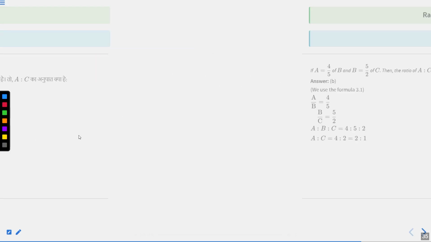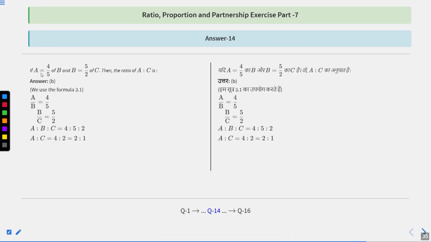Now time's up. Let's see the solution. If A equals 4/5 of B and B equals 5/2 of C, we can write A upon B equals 4/5 and B by C as 5/2. In both equations the value of B is equal in both ratios. So we can write A:B:C equals 4:5:2. So the ratio of A to C will be 4:2. When we simplify it, we get 2:1. So B is the correct answer.